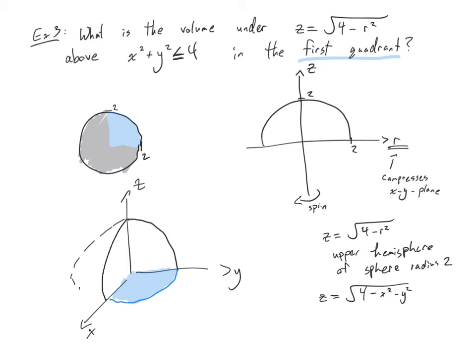And you can see how this is really part of the upper half of a sphere. But we only care about what's above this blue section. And so that's just this first octant portion of this sphere. And to me, that looks like just 1/8 of a sphere. So it's 1/8 of the sphere.